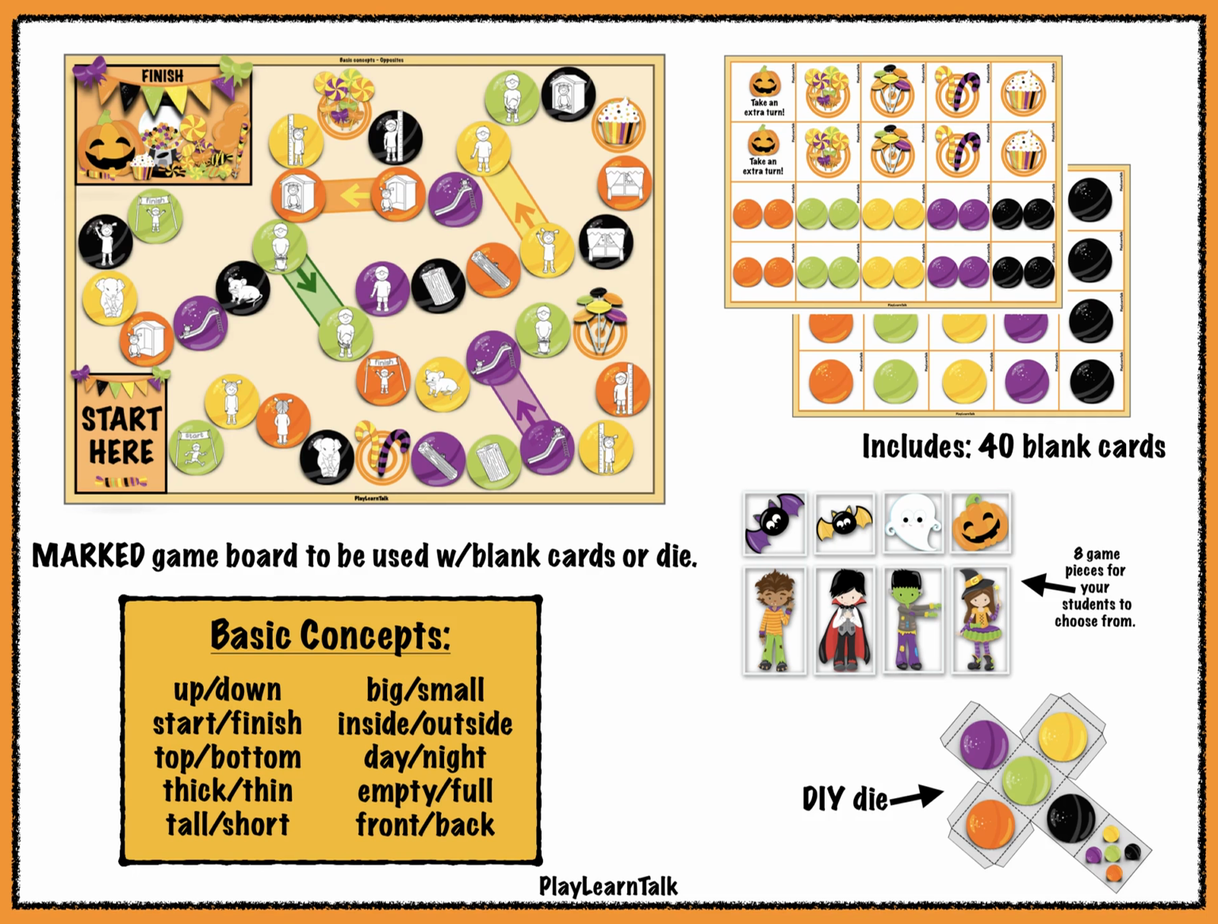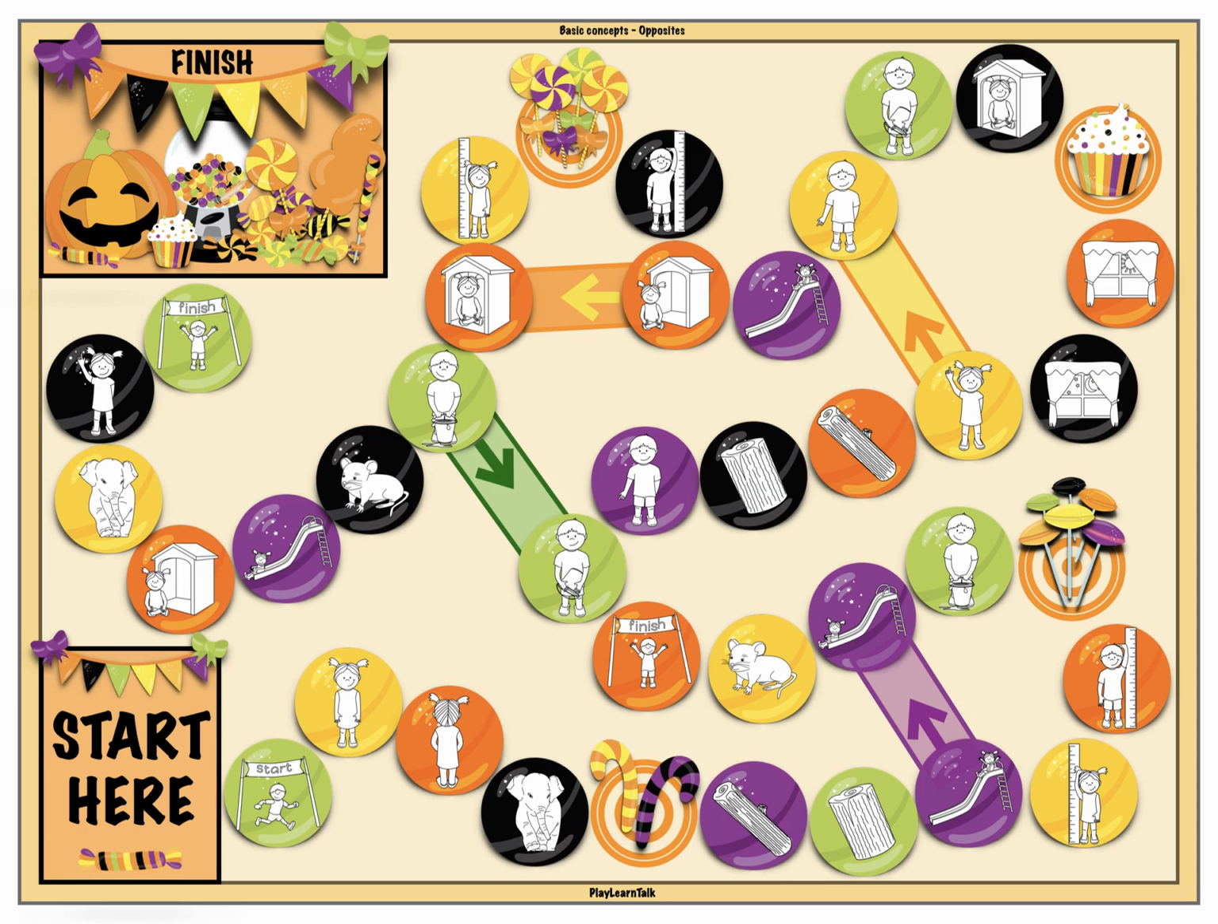Or you can have the child start with a blank board, and then they can cover up each circle, each candy, as they go along, and they'll make it to the finish by covering up all of the candies. So you can use the die with that to help you move along too, or you can just go and hit all of the candies all together.